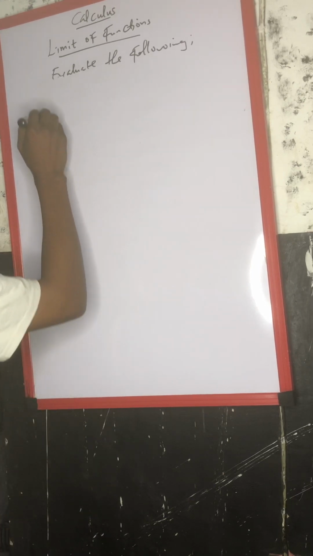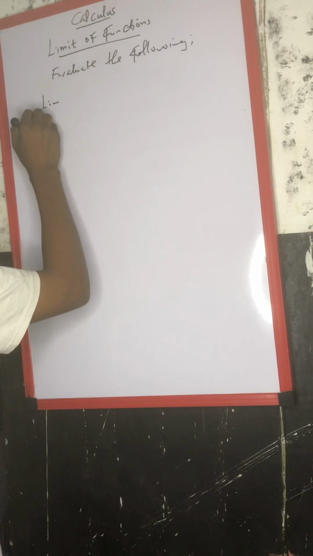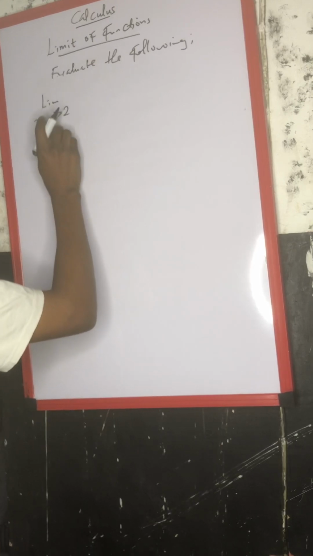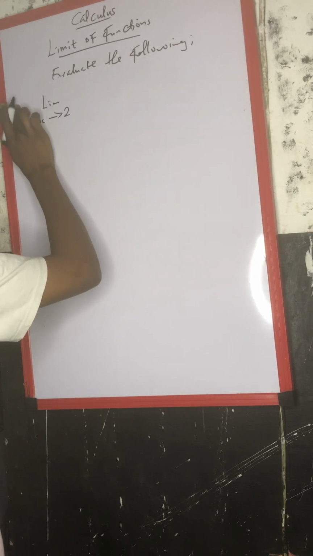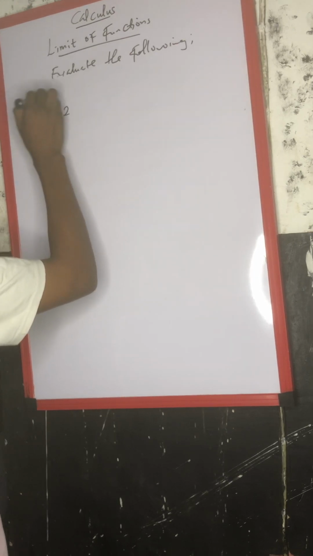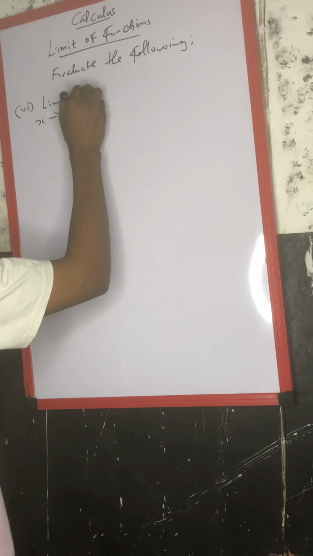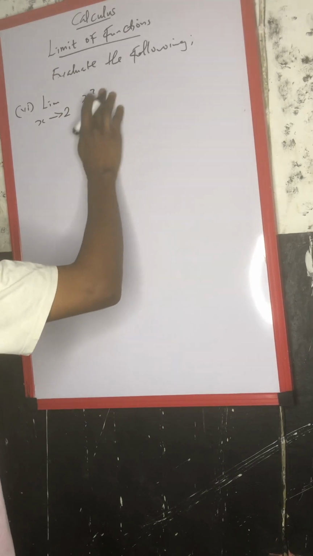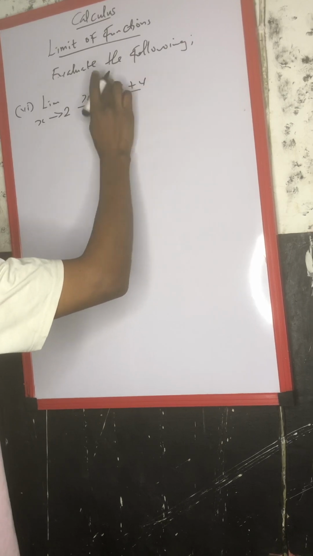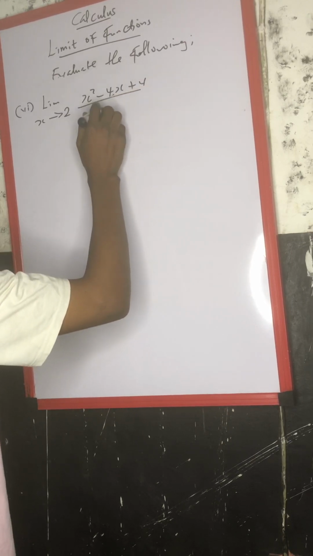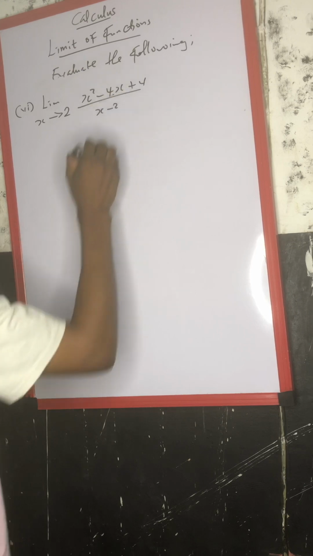So now let's move down to the difficult one. We have the limit as x approaches 2. I guess that should be number 6. So we have x squared minus 4x plus 4, all over x minus 2.